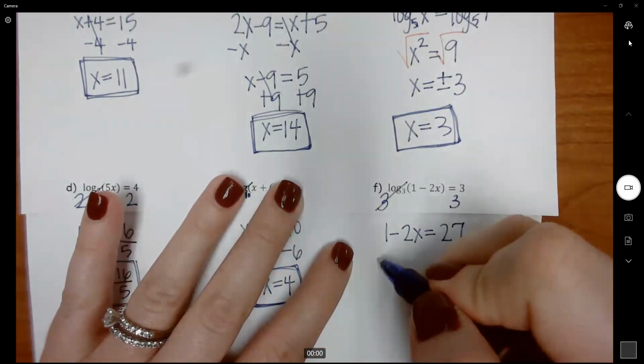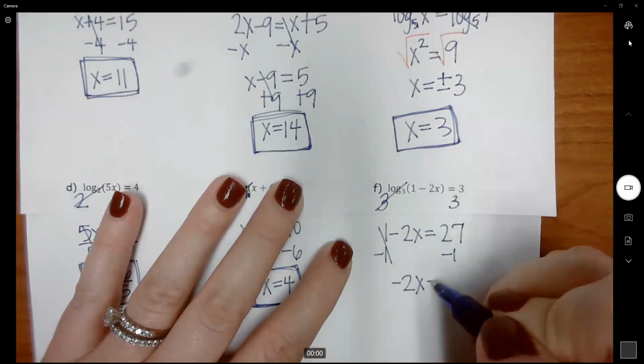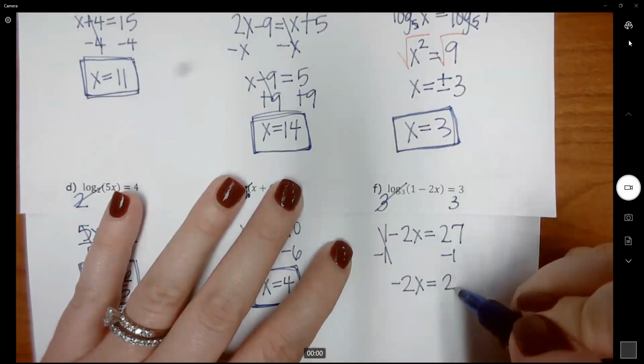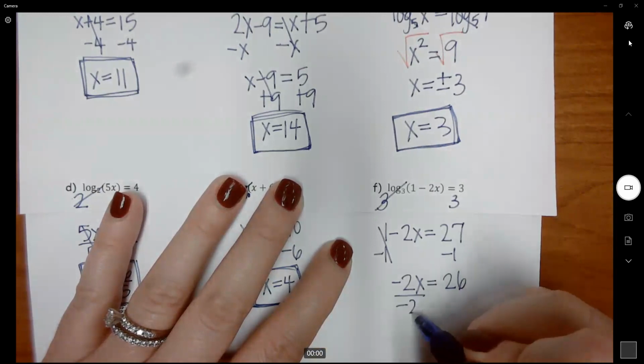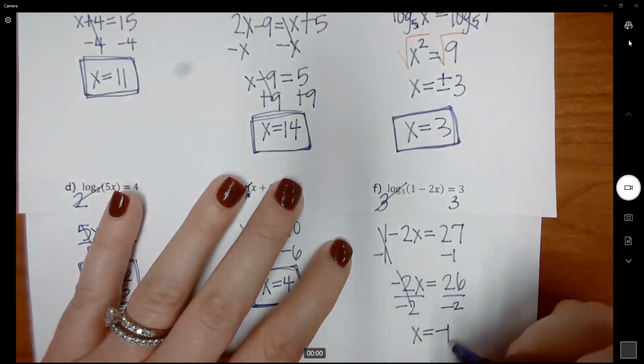So solve. We'll subtract our 1. We get negative 2x equals 26. Divide by negative 2, and we get x equals negative 13.